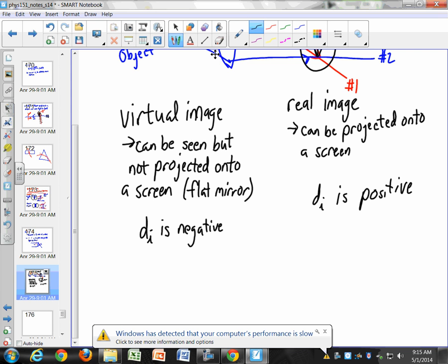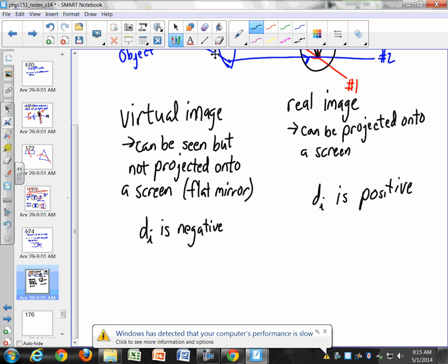Well, anyway, you can use it as a magnifying glass too. Now, the image produced by a magnifying glass, however, you cannot project onto a screen. And so that is a virtual image. So convex lenses can produce both virtual and real images. And the difference is where the object is in relation to the focal point. I'm going to write this down in just a second.